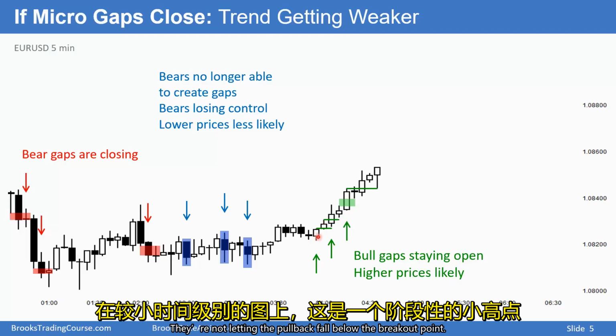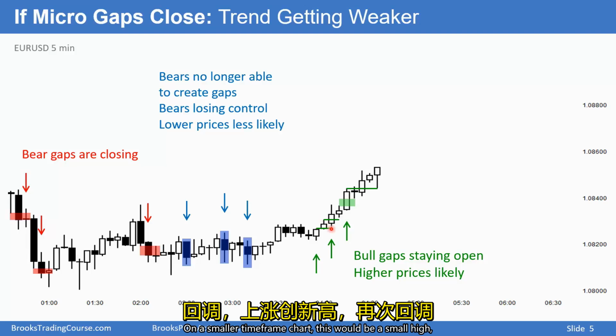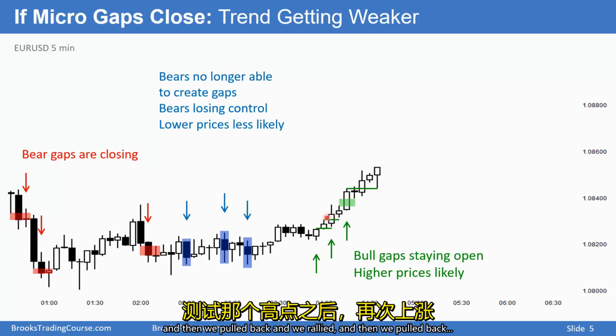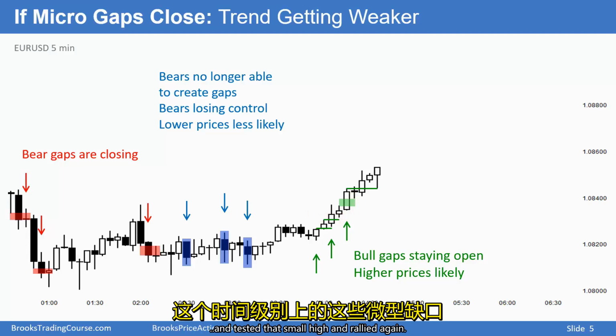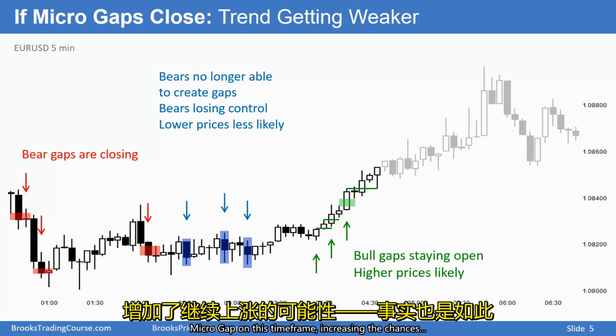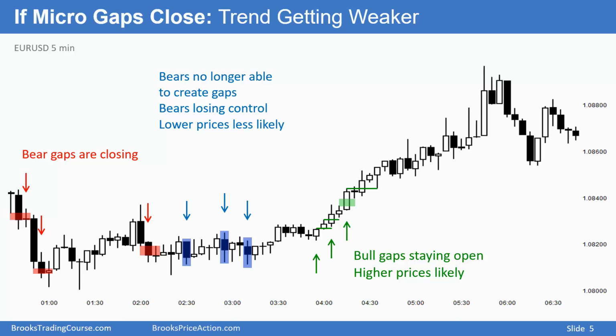On a smaller time frame chart, this would be a small high, and then we pulled back and we rallied, and then we pulled back and tested that small high and rallied again. A micro gap on this time frame, increasing the chances that we're going to go higher, which we did.